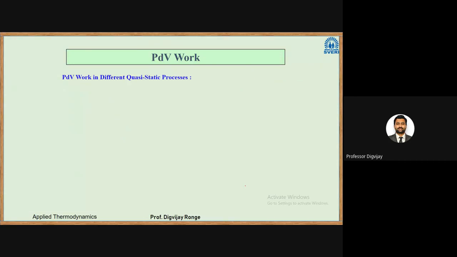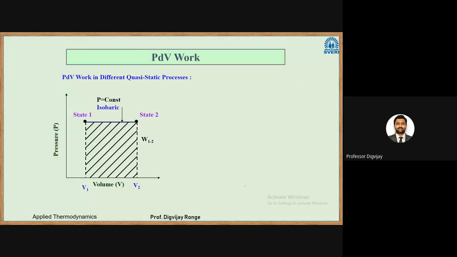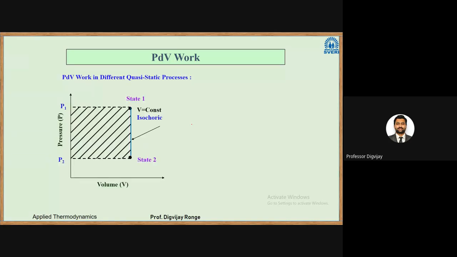P dV work in different quasi-static processes. Okay. So the first process here is isobaric work. Pressure remains constant, but volume changes. In this case, the work done will be equal to pressure into V2 minus V1. Okay. The second case here is isochoric. That means volume remains constant. If the volume remains constant, work done will be 0. Okay. Integration will be 0, because the area under a line is 0.